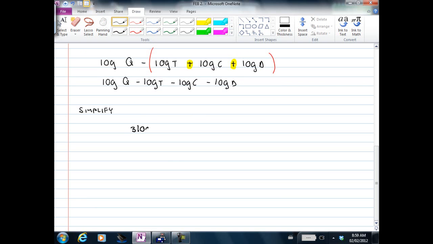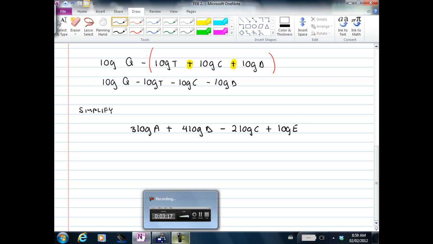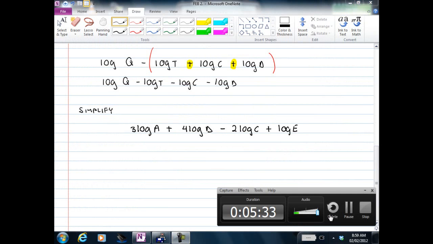3 log A plus 4 log D minus 2 log C plus log E. Guys, simplify. I have way too many logs. My life is a mess right now. Turn my life into something a lot nicer. Go for it. Okay, again, I'm going to pause it and let you have some time.